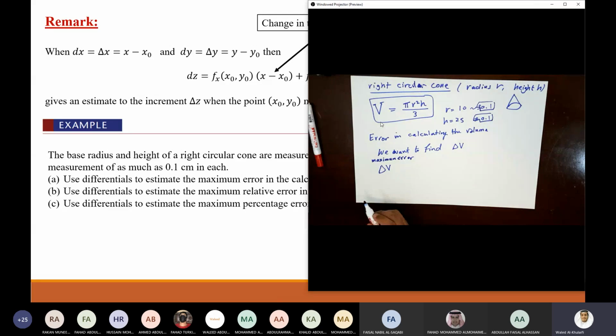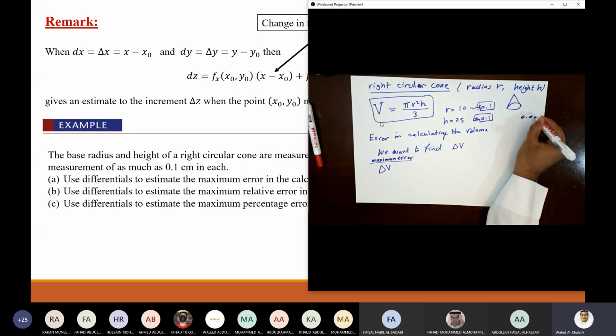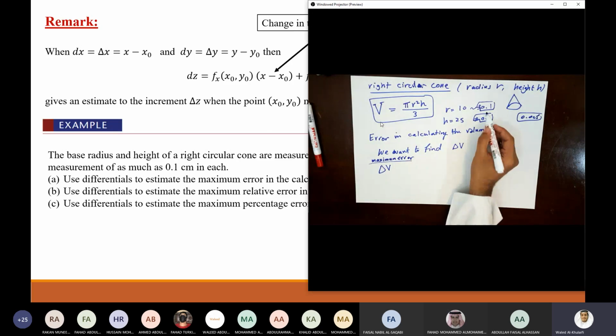Positive 0.1, meaning the highest error that can be added is 0.1. Okay, so this is what we are considering, that's why we are calling it the maximum error, meaning the maximum error is 0.1. It could be 0.005, but we are considering the maximum one. The highest error cannot exceed 0.1, or measurements as much as 0.1.